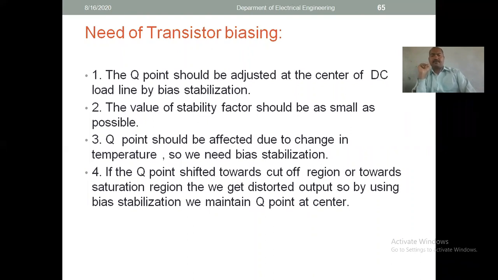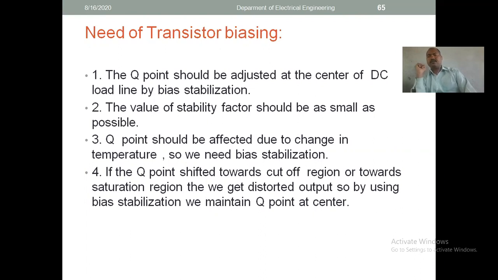Another factor: the value of the stability factor should be as small as possible. So what it indicates is that the stability factor measures the changing stability of particular devices; it requires more energy to stabilize it. So a lower stability factor indicates that it can be stabilized easily, right? That's why the stability factor should be less, meaning it should stabilize very fast.